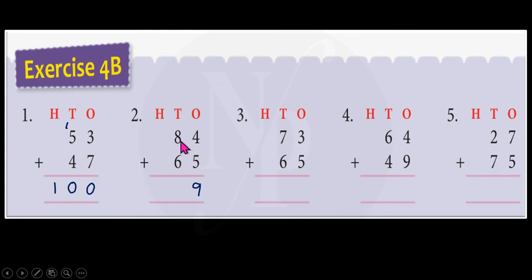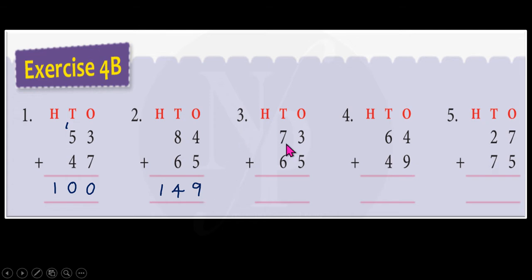And then we add the digits in tens column now. When we add 8 and 6, we get 14. 8 plus 6 is 14, and 14 tens are regrouped as 100 and 4 tens. Therefore, we write 1 in hundreds column and 4 in tens column. Therefore, the sum of 84 and 65 is 149.